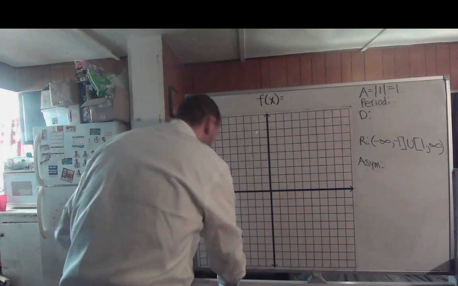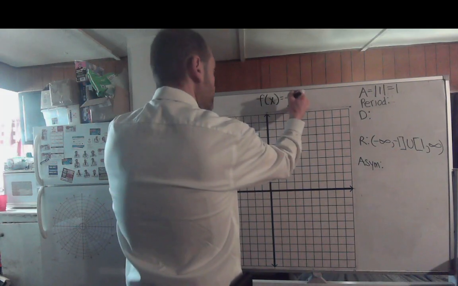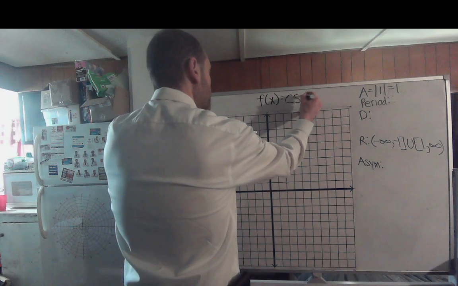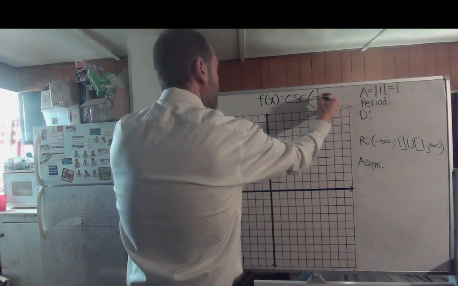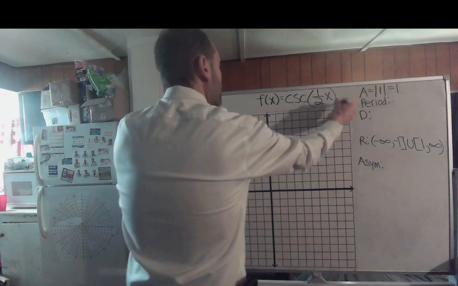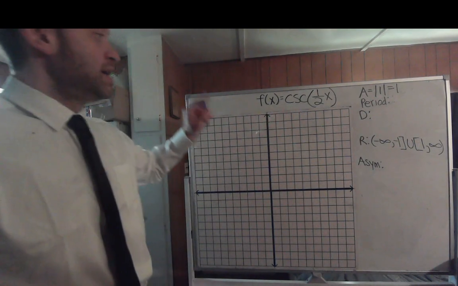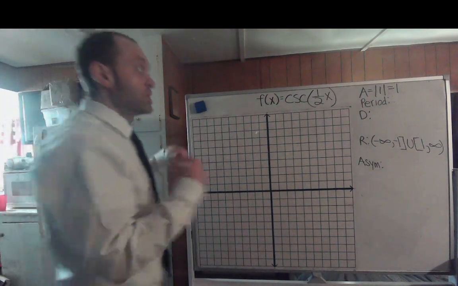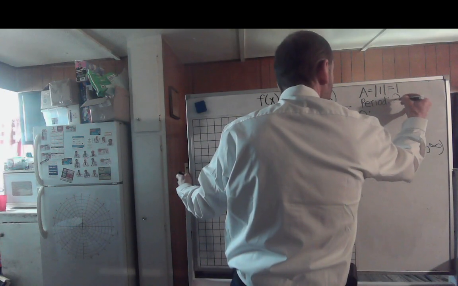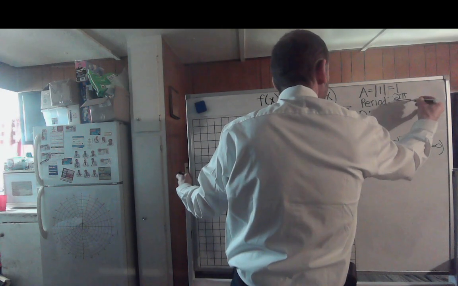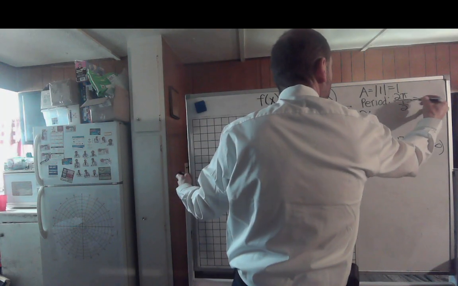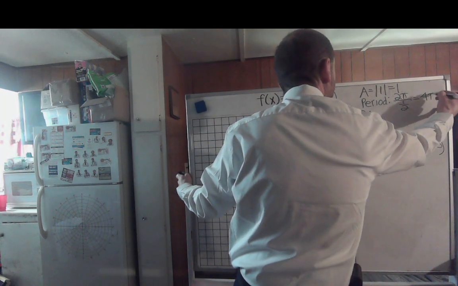Now this is going to get fun. So we're going to do f of x equals the cosecant of 1/2 of x. Your amplitude's still 1. Now your period, you're going to take 2 pi and divide that by the 1/2. You actually get a period of 4 pi.